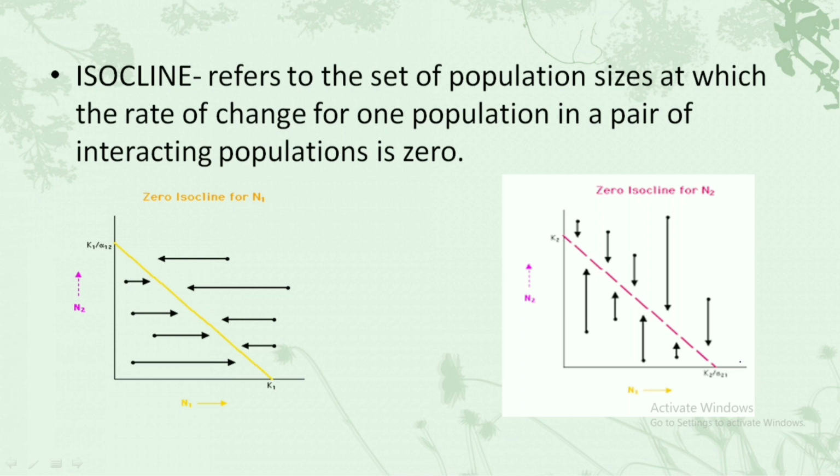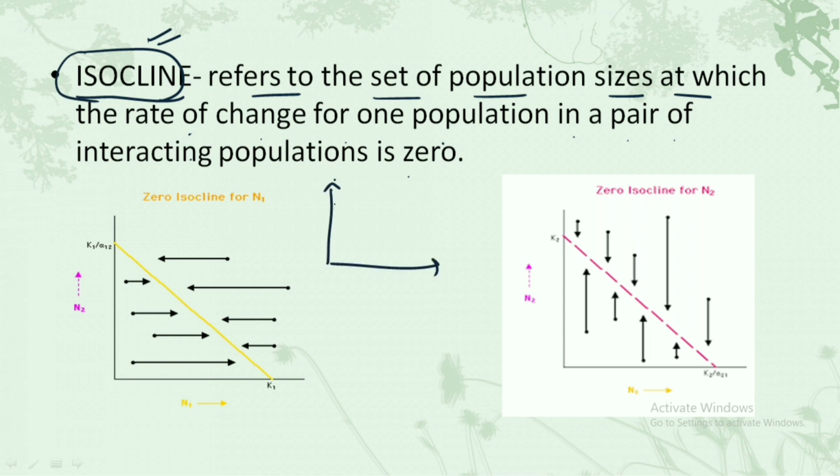The next thing is about the isocline. So what is isocline? In the complete topic of Lotka-Volterra you would come across this term many times. So what is isocline as such? It refers to the set of population sizes at which the rate of change for one population in a pair of interacting populations is 0. This is very difficult to understand. So just understand this: isocline is the area where there occurs activity of either the first species or the second species. It is represented by a line.